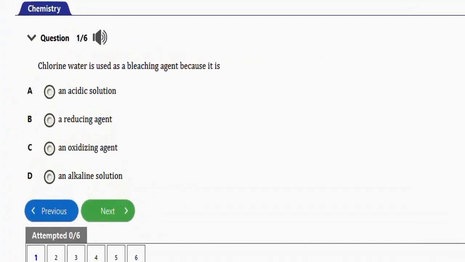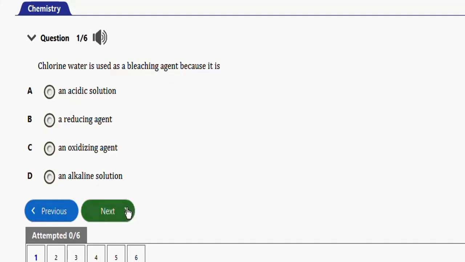In this video, we're going to learn how to solve these chemistry problems under oxidizing and reducing agents. Let's get started. The first question I have here says chlorine water is used as a bleaching agent because it is: an acidic solution, a reducing agent, an oxidizing agent, or an alkaline solution. So the right option is option C, which is an oxidizing agent. That's why chlorine water is used as a bleaching agent. So that's it for this question.